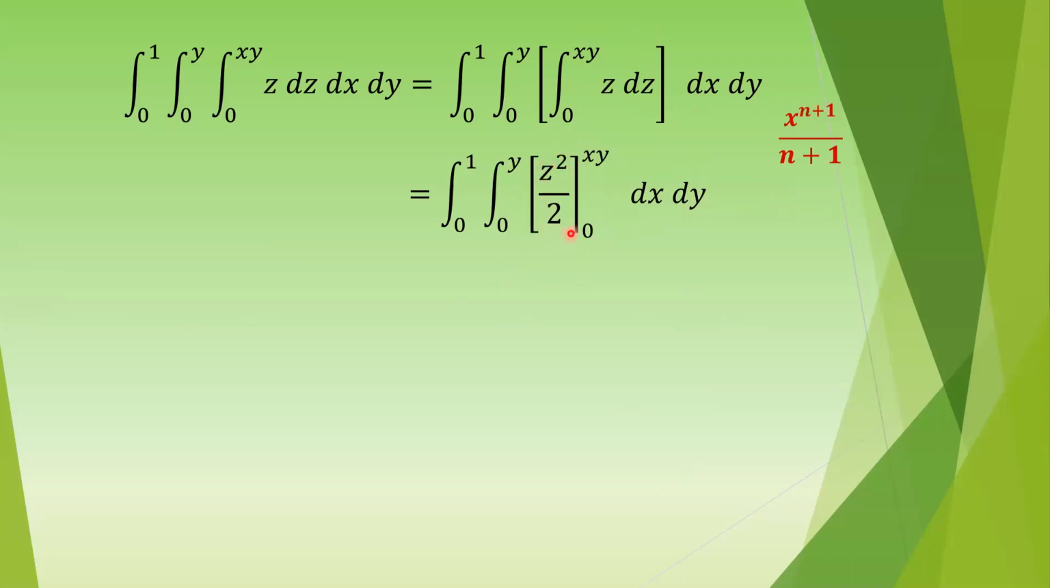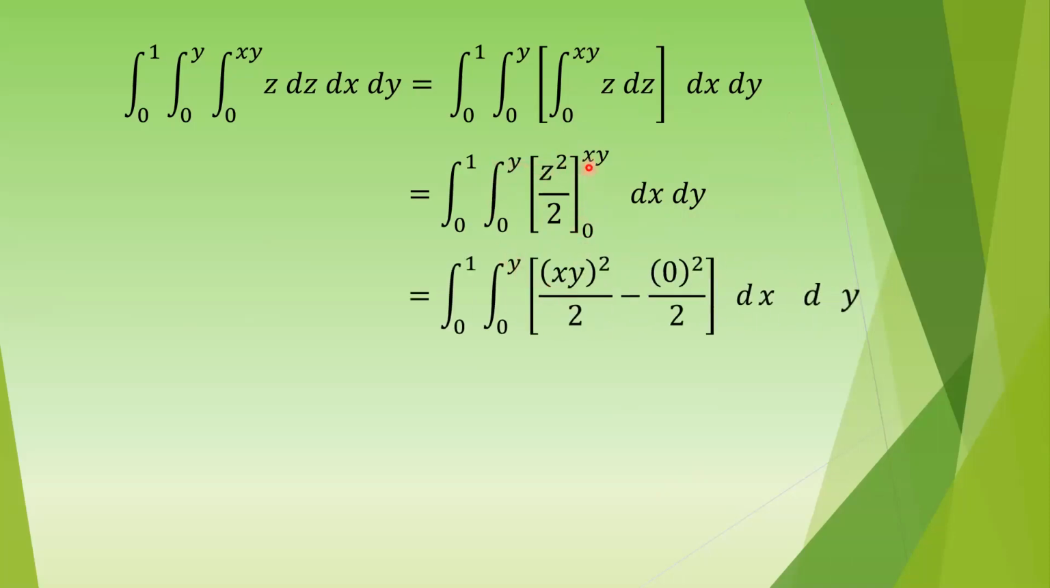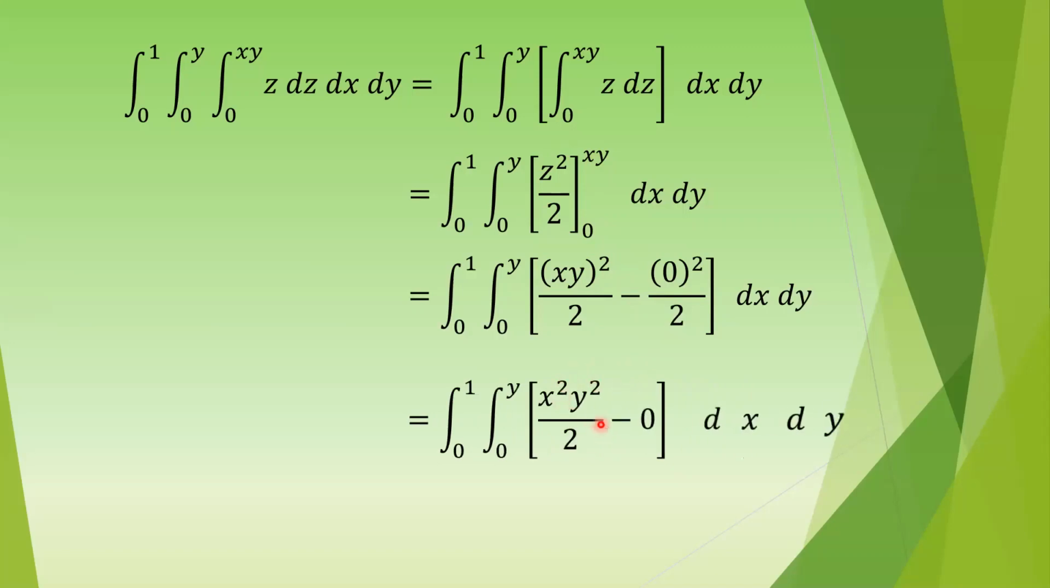So, dito, doon tayo sa upper limit muna. Kaya magiging upper limit, xy, yun, z squared, xy squared over 2 minus lower limit, 0 squared over 2. Itong buo na to, papalitan mo ng upper limit, tapos papalitan mo ng lower limit. Now, simplifying, ito ngayon ay 0 lang. Kaya meron kang x squared, y squared over 2 minus 0. So, ito ay 0 na. dx, dy.